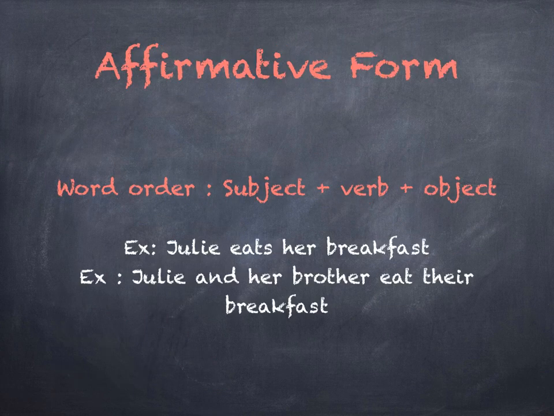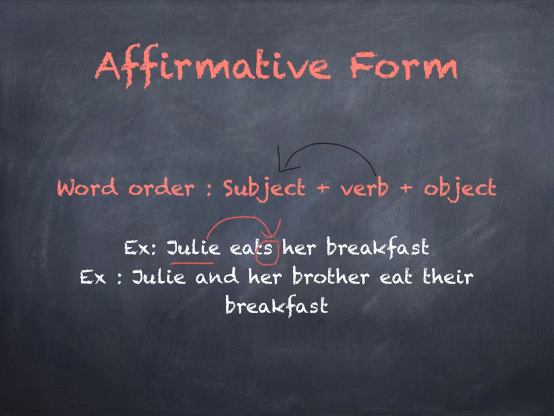Here's the pattern to follow in the affirmative form. The pattern is very simple. Subject, verb, object. The subject goes before the verb, and the object goes after the verb. The verb needs to be conjugated according to the subject. So if my subject, Julie, is the third person singular, my verb will need S.